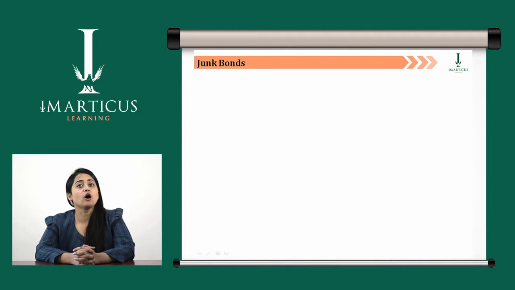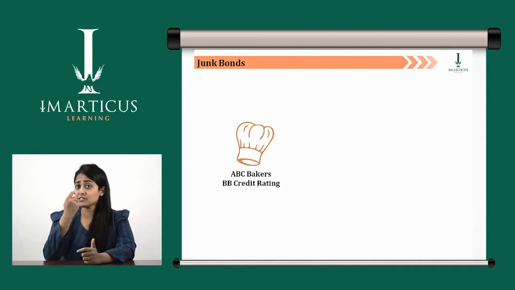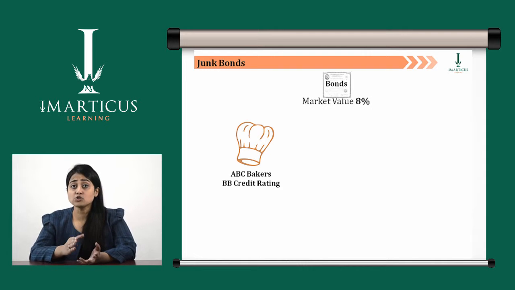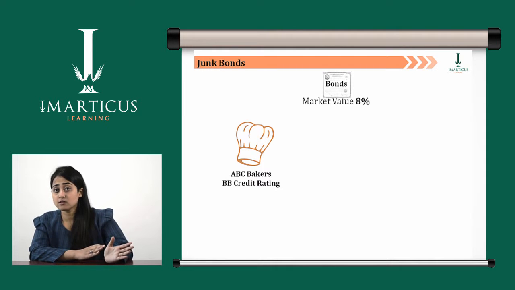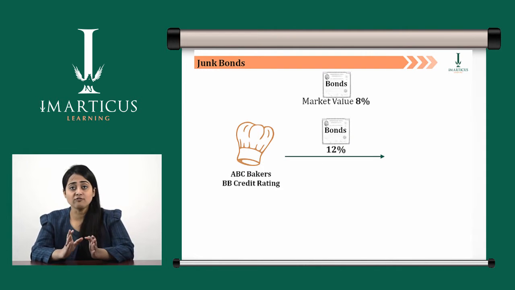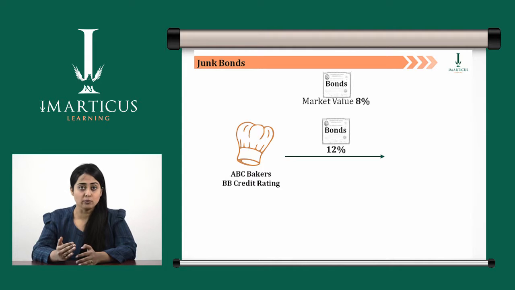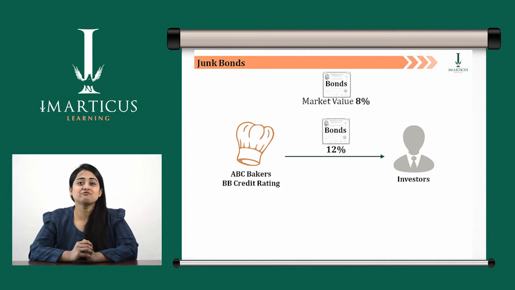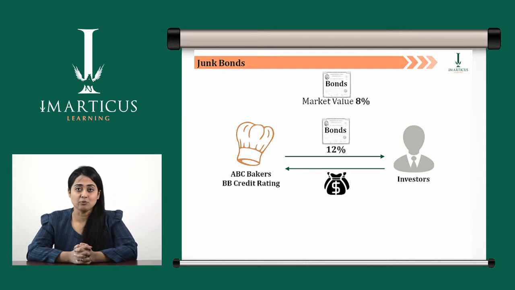Let's take an example of junk bonds. Let's say ABC Bakers, which has a BB credit rating, is looking to raise funds. Market value of bonds offer an 8% coupon rate. So ABC Bakers offer bonds at a 12% coupon since their credit rating is low. Now the investors find potential in their business and are ready to take a risk in spite of their poor rating. So they invest in these junk bonds.